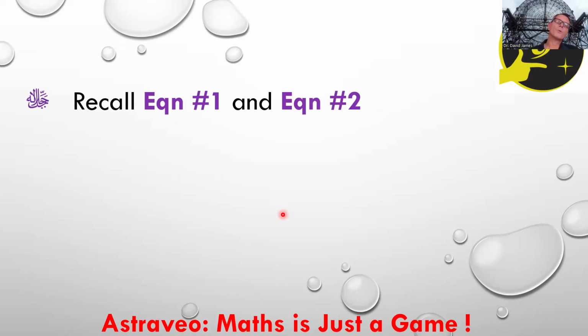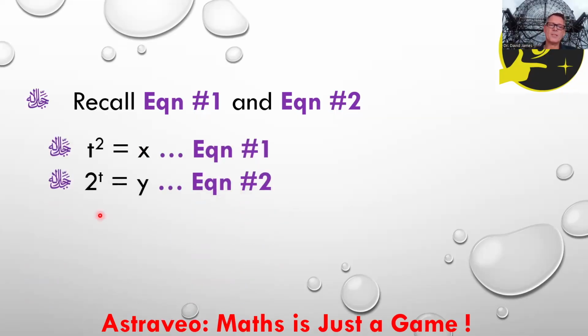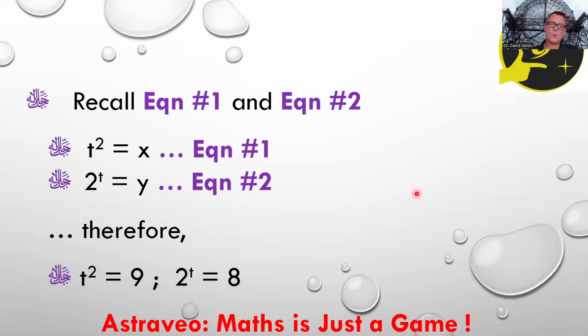Well, let's go all the way back to the beginning and recall equations 1 and 2, that we have t squared equals x and 2 to the power t equals y. Well, we now know x and y, we actually know their values, so we can substitute in that t squared is 9, because x equals 9, and 2 to the power t is 8, because we proved that y equals 8. So this is really very nice.